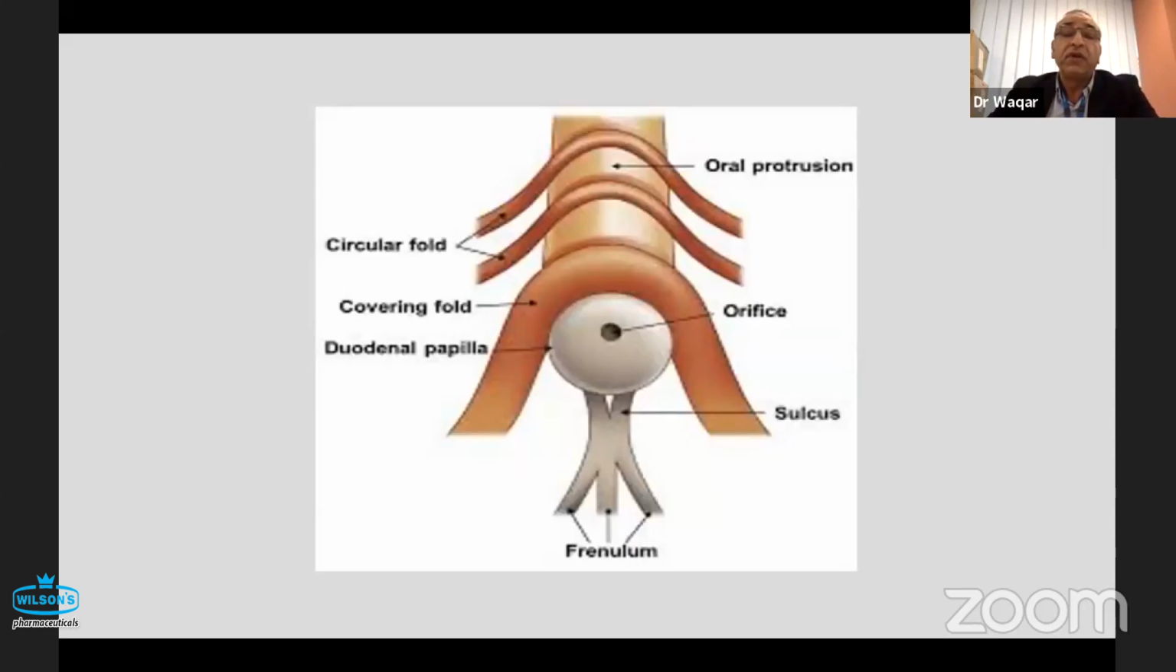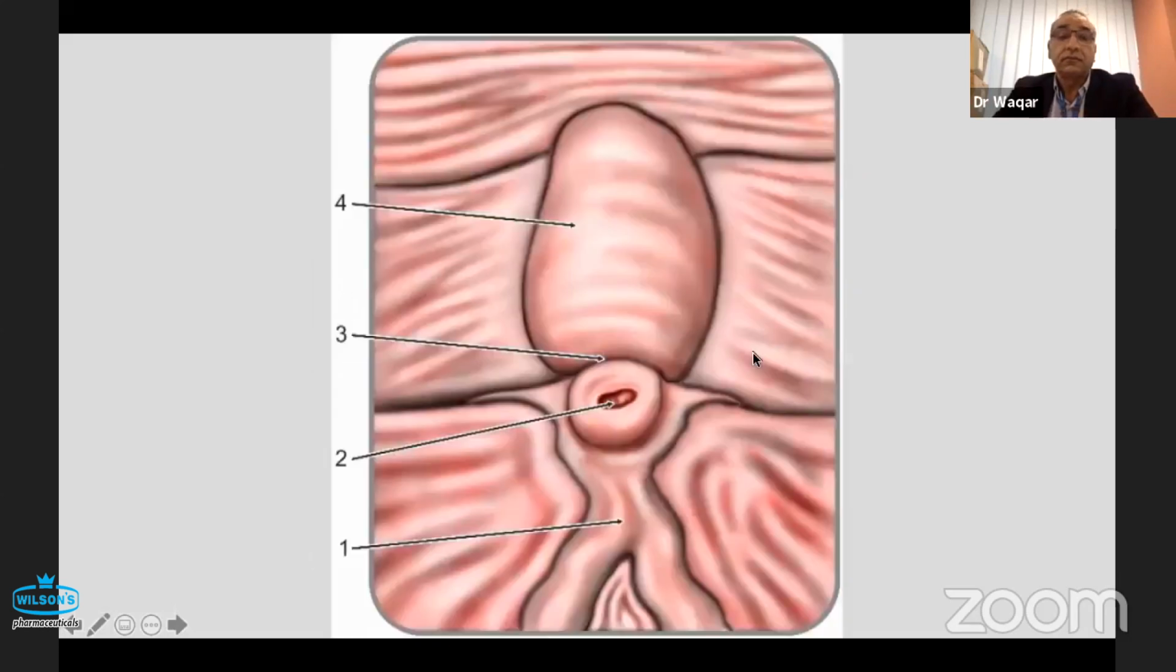And this is a more diagrammatic representation of the papilla, just to enhance the concept of the oral circular fold, the covering fold, and the frenulum and the sulcus in between. Again, a further diagrammatic representation, it just shows the papilla, the folds, the infundibulum, or the intraduodenal part of the ampulla, and the frenulum.